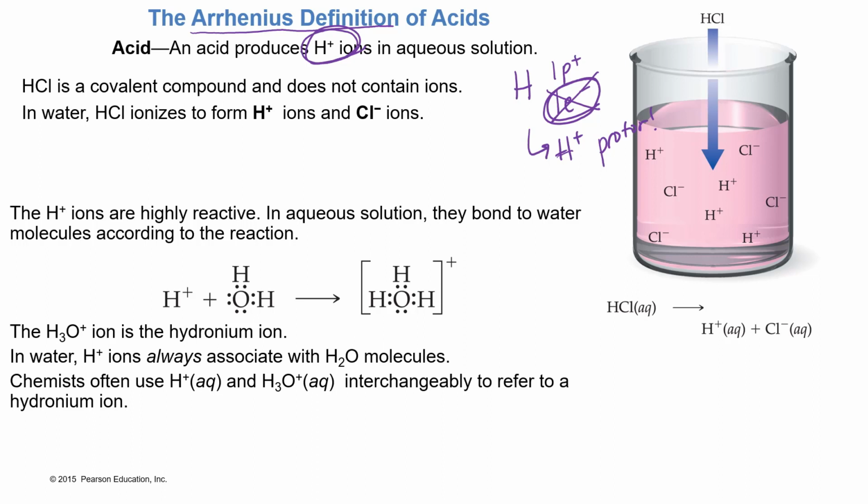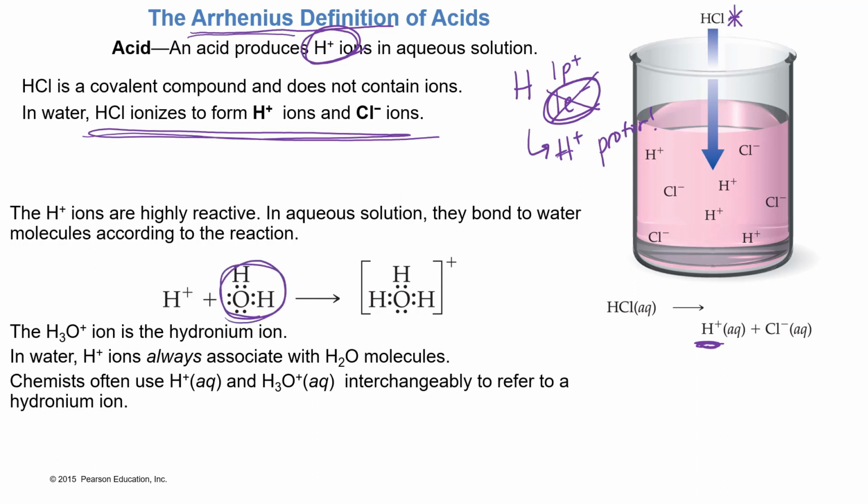All right, so HCl is a covalent compound. It does not contain ions. But in water, HCl ionizes to form H+ and chloride ions. So when we put the HCl over here on the right side, if we put HCl into water, it separates into its ions. And that's how we define what an acid is, according to the Arrhenius definition: something that produces hydrogen ions in water, in an aqueous solution.